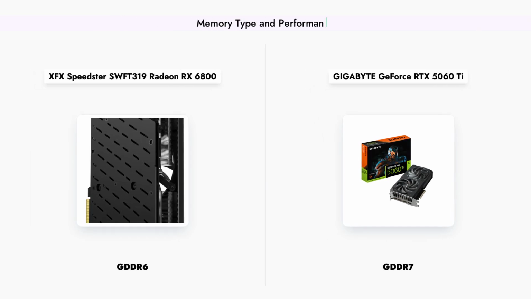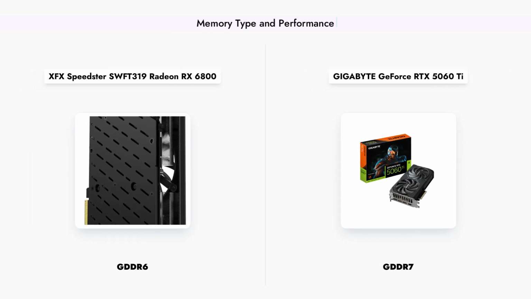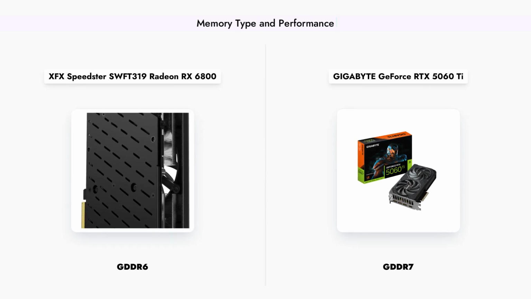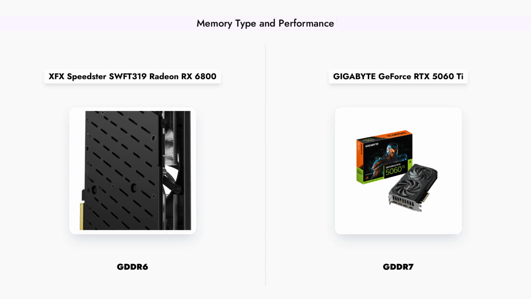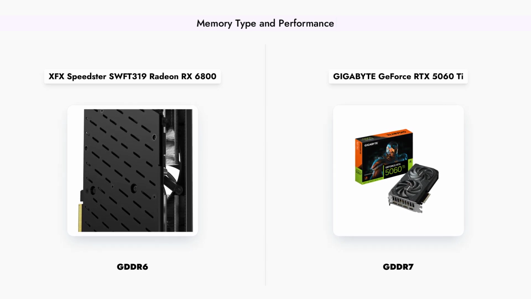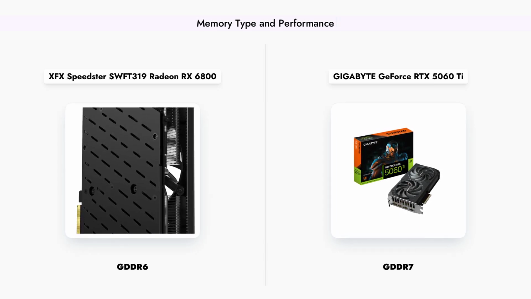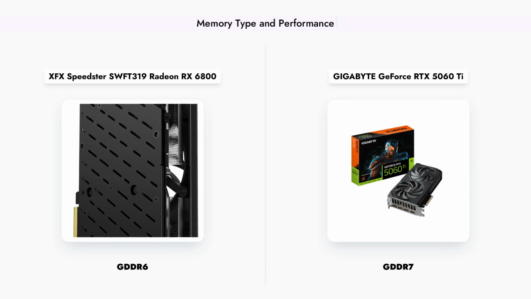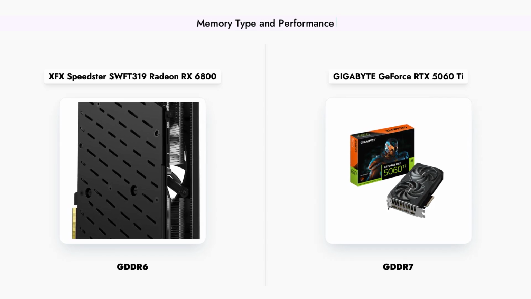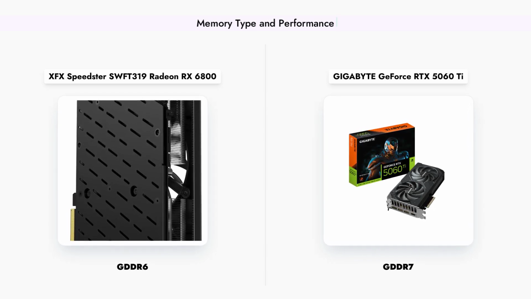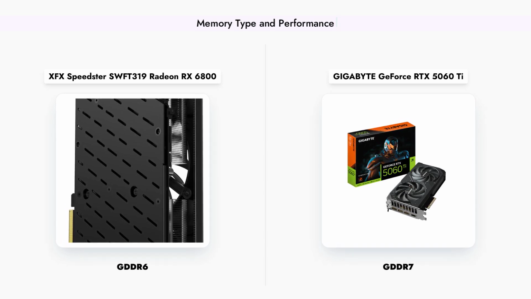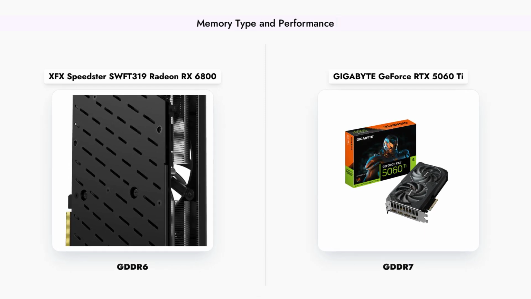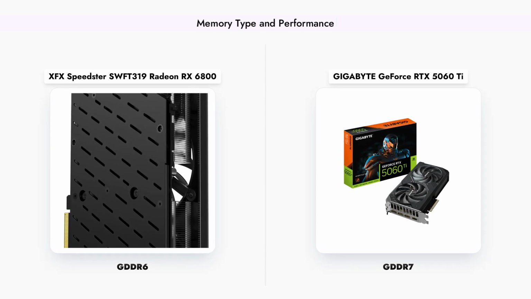When it comes to memory, both cards boast 16 gigabytes, but the type of memory makes a significant difference. The RX 6800 features GDDR6 memory, which has been a standard for high-performance gaming. Meanwhile, the RTX 5060 Ti steps it up with GDDR7, which offers higher bandwidth and efficiency. This difference in memory technology could impact performance in future gaming titles that demand more from their graphics cards.